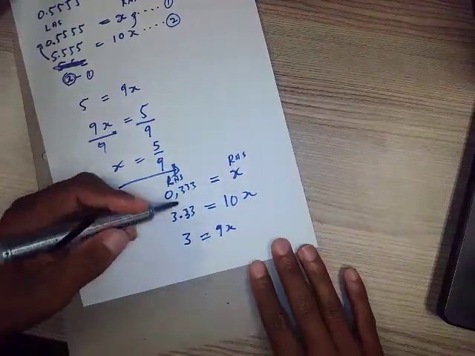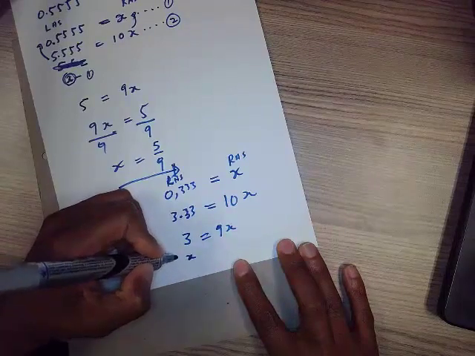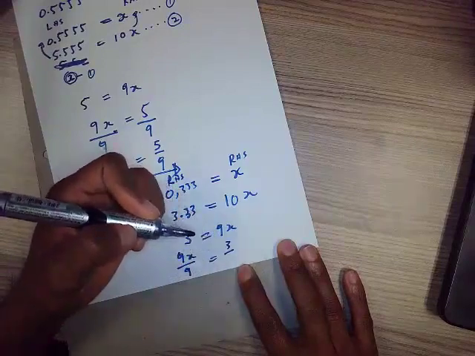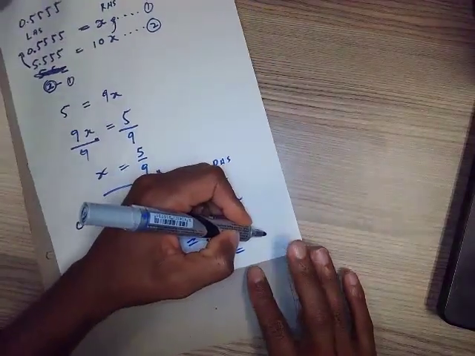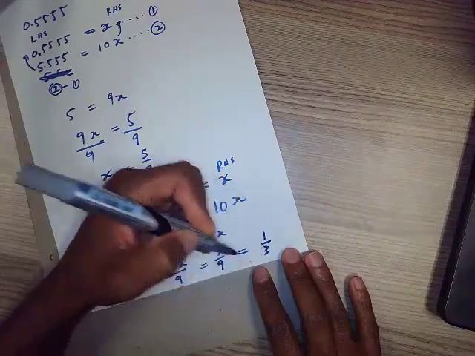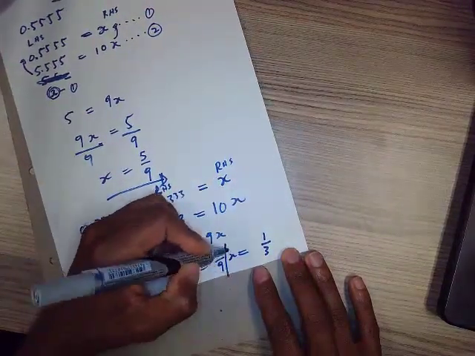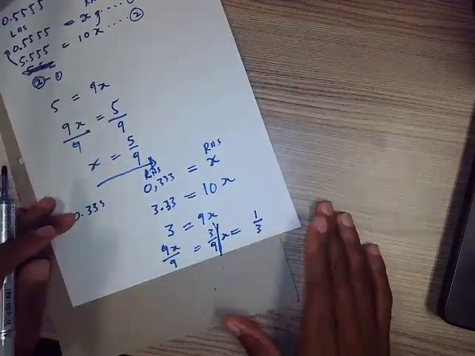9x. And then from there you solve for x, which is 9x divided by 9 equals 3 divided by 9, which is 1/3. X is equal to 1/3. I hope you see that.